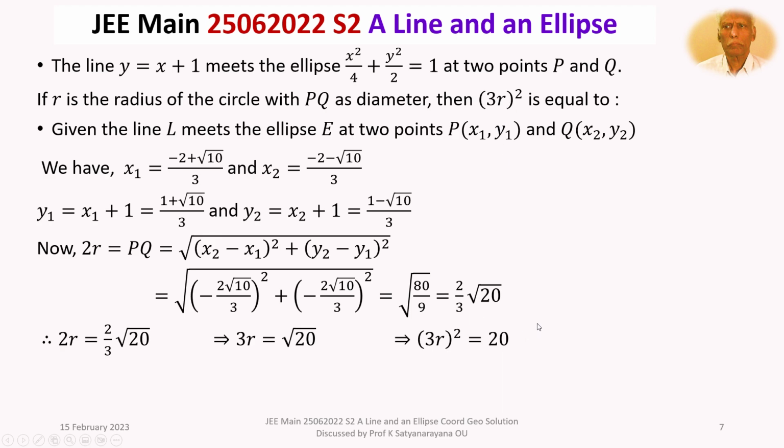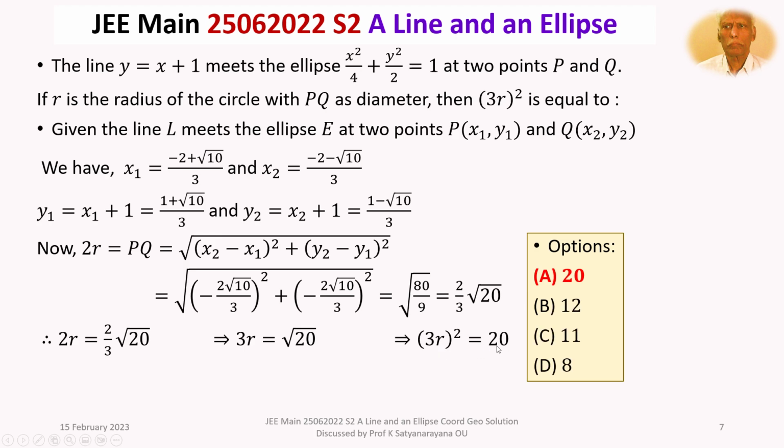The answer is 20. Let's look at our options. Our answer 20 appears against option A. Therefore, the answer for this question is option A. That is the detailed discussion of the solution of the problem, which is based on the concepts of line and ellipse from the coordinate geometry.